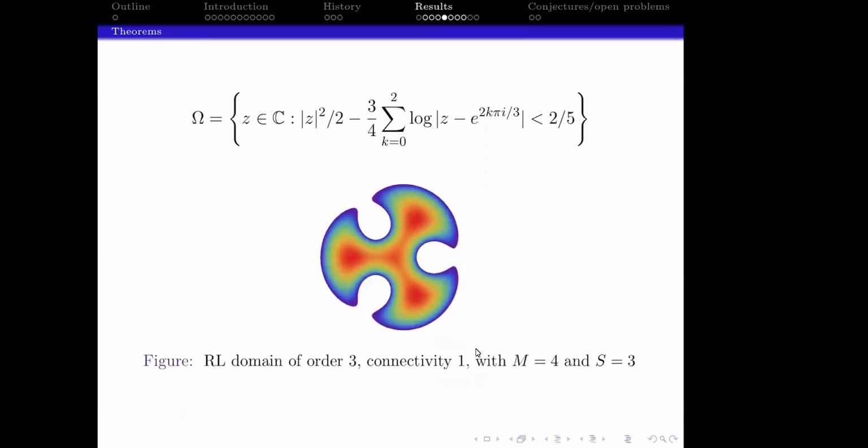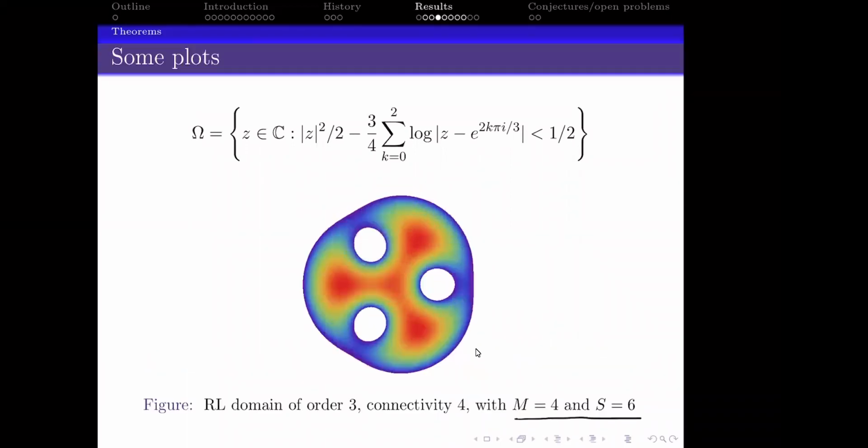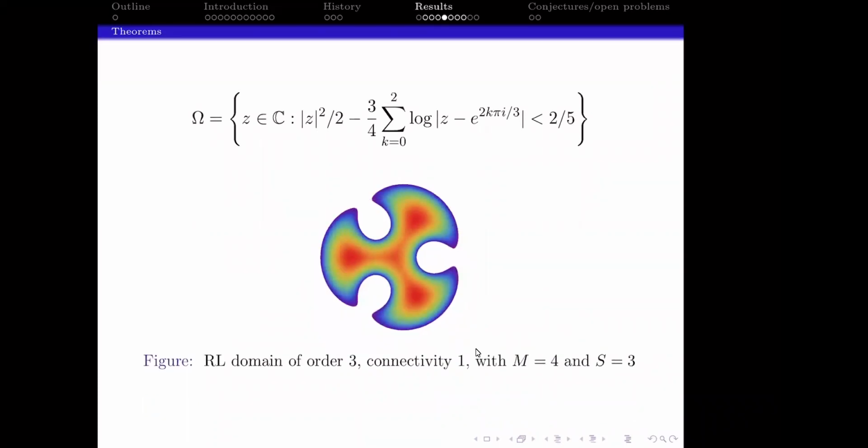So here is another plot. This one was not simply connected, but still the number of critical points was finite. Here it is exactly 10. Now here you see it's a simply connected RL domain. Here again there are 4 maxima, but this time connectivity is 1 because it's simply connected. So again you compute the number of saddles by the topological lemma. You compute the number of saddles is 3. So totally 7 critical points.